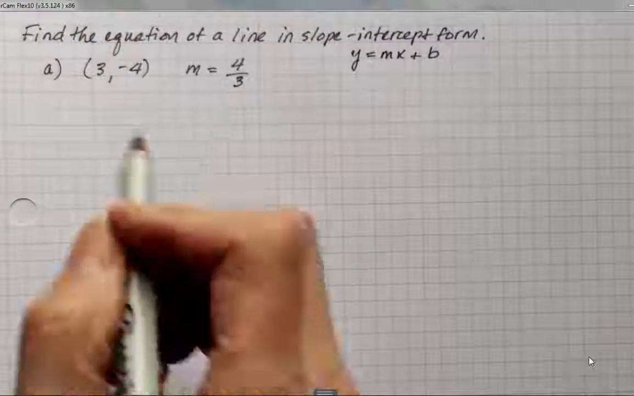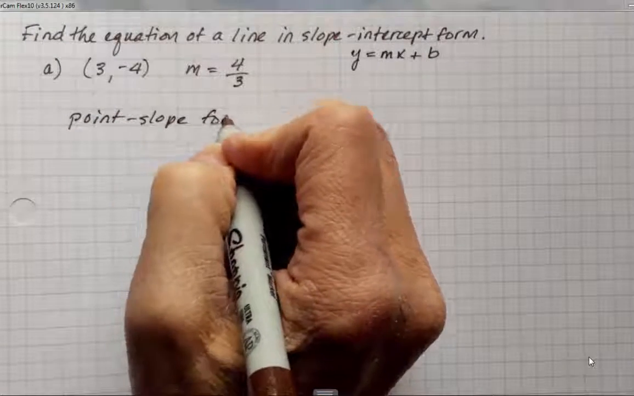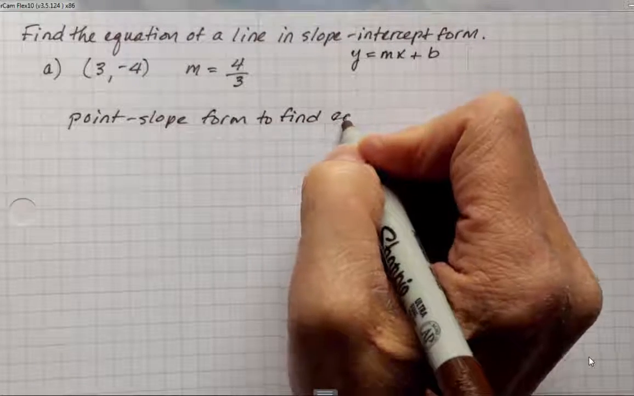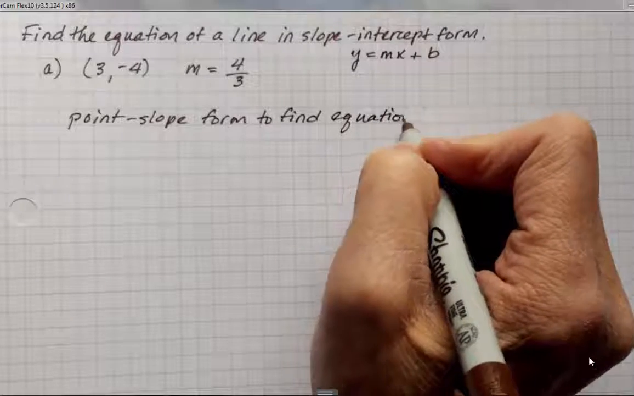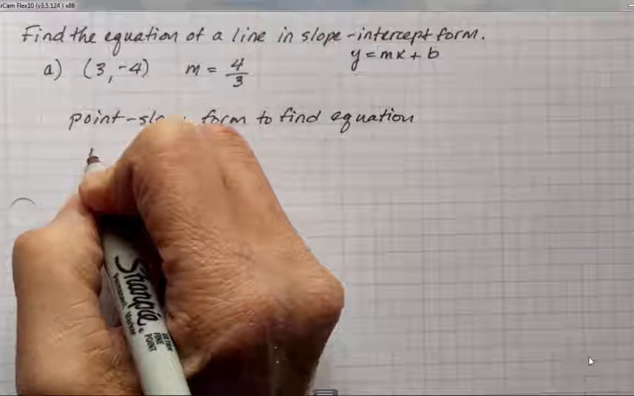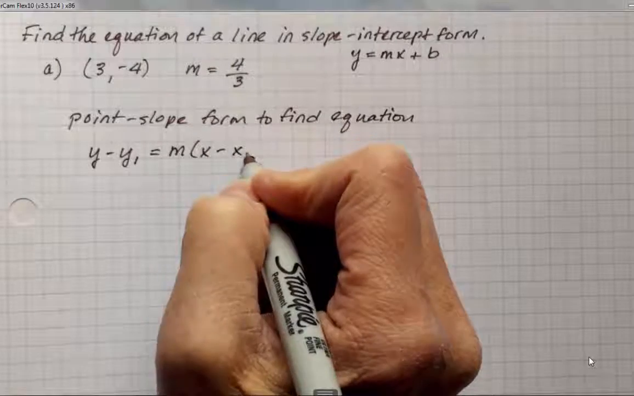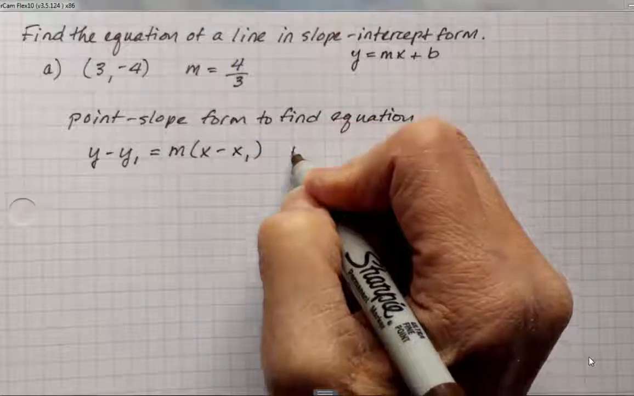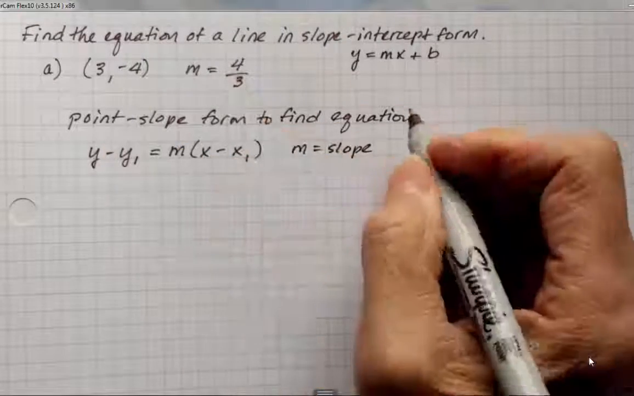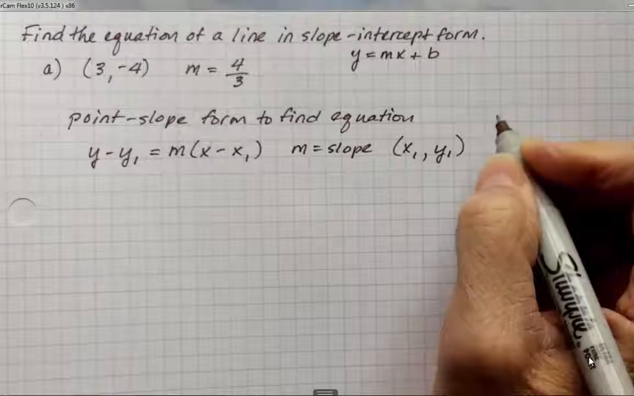So that means that we want to use the point-slope form to find the equation of our line. So once we use the point-slope form, then we can rewrite it into the slope-intercept form. Point-slope form is y minus y sub 1 equals m times x minus x sub 1. So m is my slope, and then the point that we're going to be using, 3, negative 4, I'm going to put that in where there's an x sub 1 and a y sub 1 in my formula.